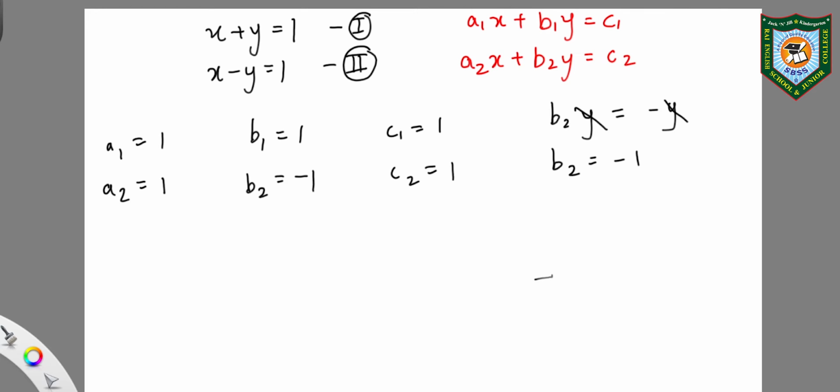Now here clearly a1 by a2 is not equal to b1 by b2, and once a1 by a2 is not equal to b1 by b2, it does not matter what the ratio of the constants are. So now we are going to check from our question what equations we have. We have ax plus by is equal to c, and we have mx plus ny is equal to d.